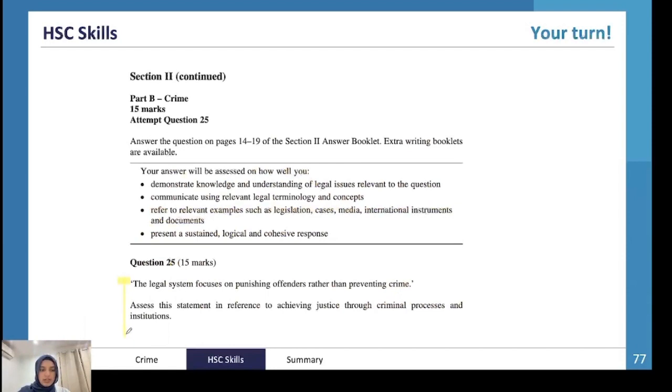So the second one is a little bit different. It's got a quote. So the legal system focuses on punishing offenders rather than preventing crime. Assess this statement in reference to achieving justice through criminal processes and institutions. So again, I'd like you all to just attempt that, have a think about what you can talk about and how you would structure it out from the ways that we've gone through earlier, and then we'll reconvene in a little bit.